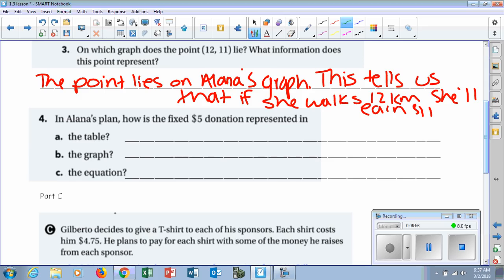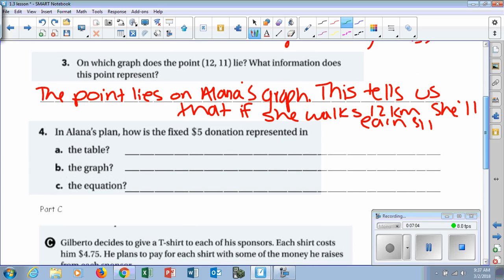Blake, did you have a question? What about 4? What about each part being 4? Did I skip a part? Oh, I did. Okay. Thank you. Lily, is that what you were going to say too? Okay. I'm sorry. I completely skipped this part.